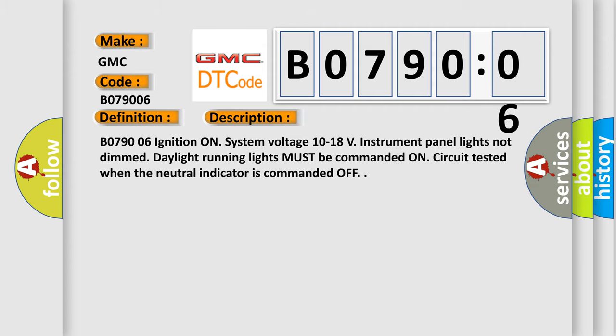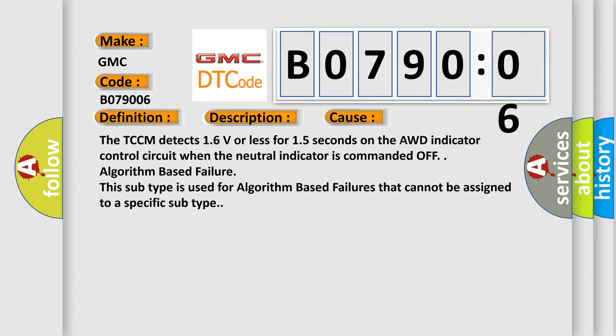This diagnostic error occurs most often in these cases. The TCCM detects 1.6 volts or less for 1.5 seconds on the AWD indicator control circuit when the neutral indicator is commanded off. Algorithm-based failure. This subtype is used for algorithm-based failures that cannot be assigned to a specific subtype.